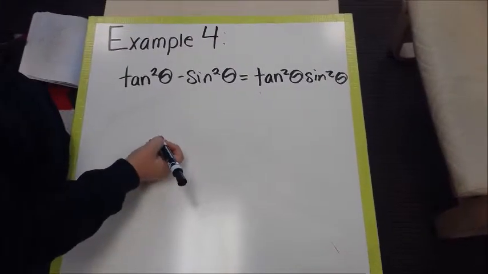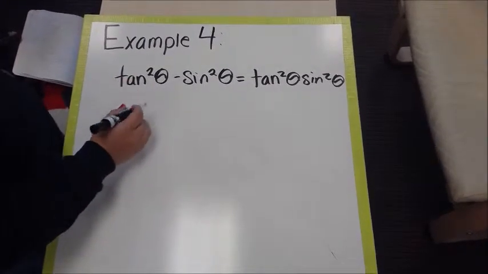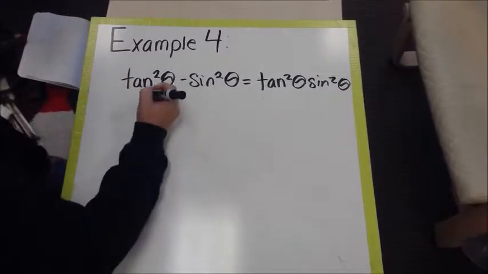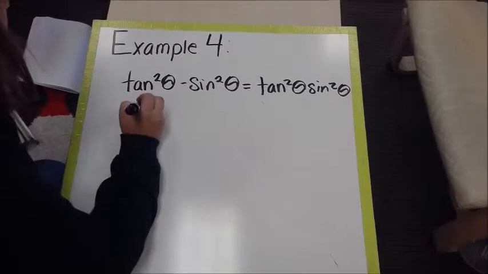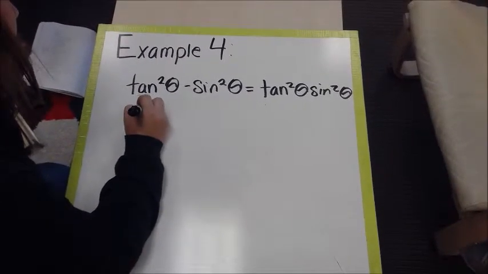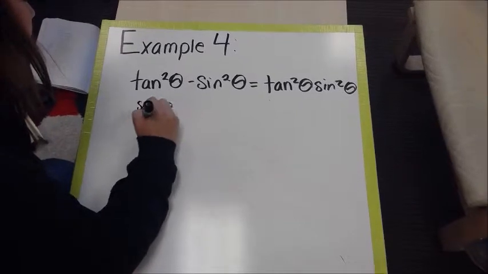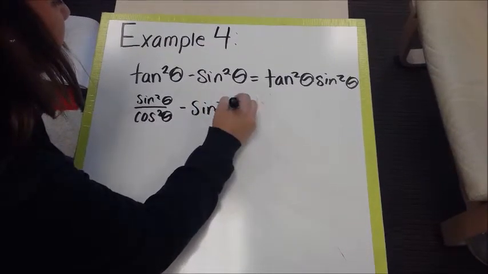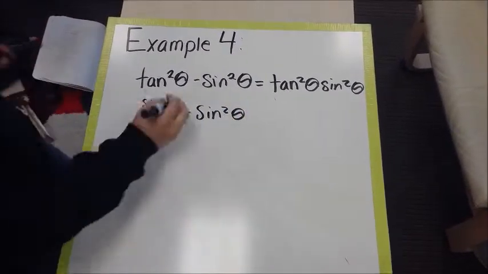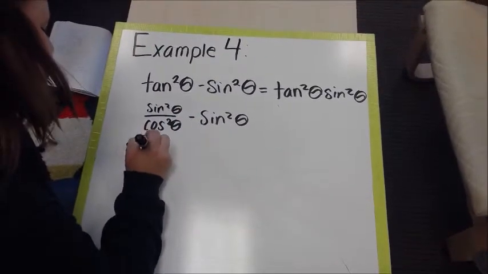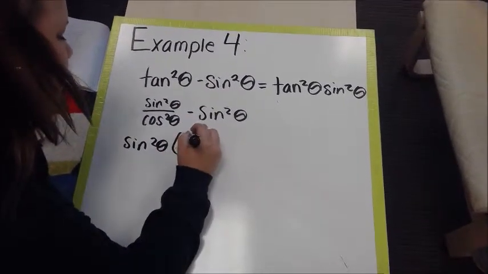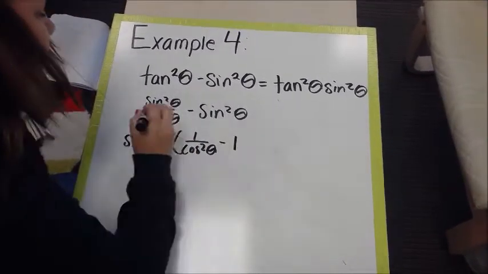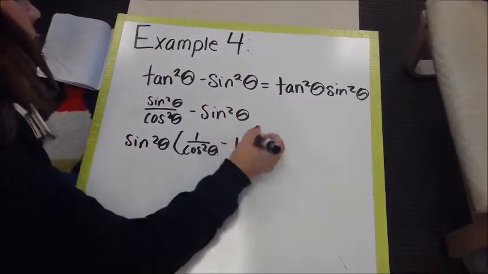So this is example 4, and for example 4 we're going to do tan squared theta minus sine squared theta equals tan squared theta times sine squared theta. So first what we're going to do is we're going to replace tan squared theta with sine squared theta over cosine squared theta, and then you just bring this part down. And then through this right here, we're going to take out a sine squared theta. So this is going to come on the outside. And then this is going to be 1 over cosine squared theta minus 1. Because since we took it out, this would become 1.